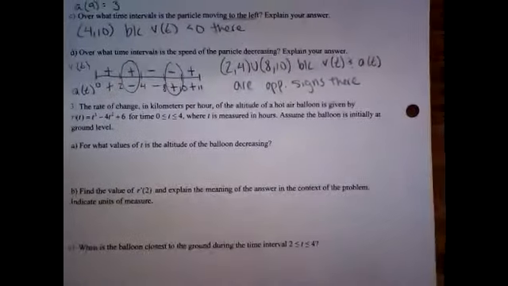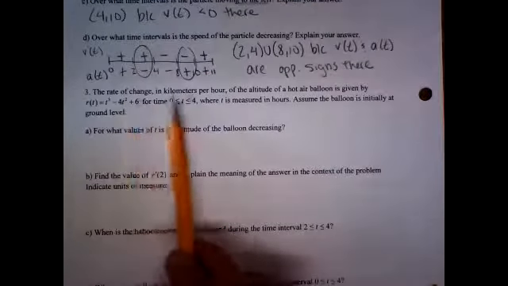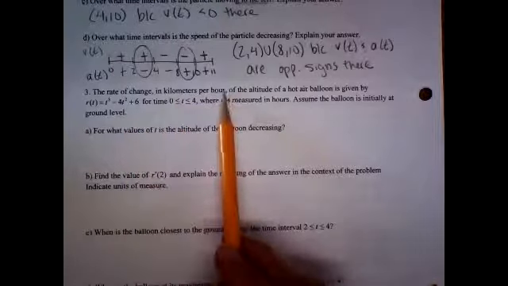All right, this is the one we're going to need the calculator for. The rate of change in kilometers per hour. So that's, what did they give us? Position, velocity, or acceleration?